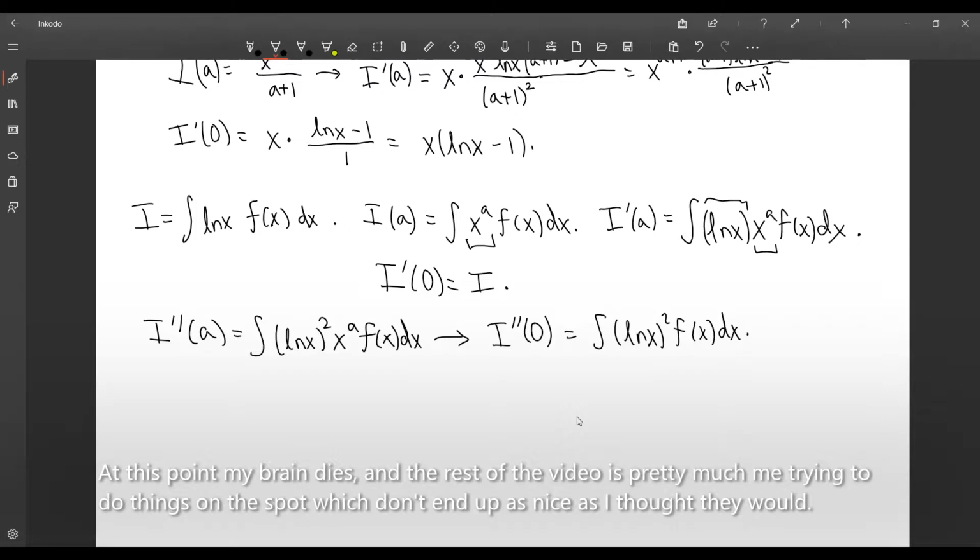Now, what am I noticing here? Something interesting that I just noticed.